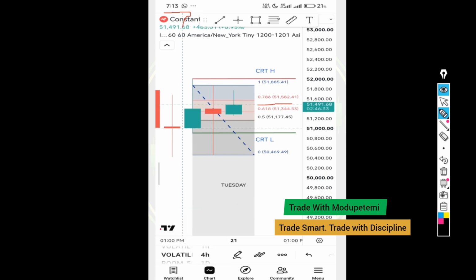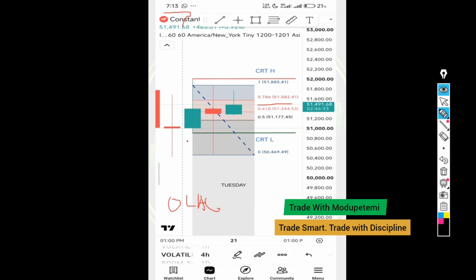We consider the open, high, low, close. On this particular candle, this is a bearish candle. If you look at the open of this candle, this was the open and it closed back inside the range of my CRT candle. So I expect that the next candle should be a bullish candle. There's no doubt about it.